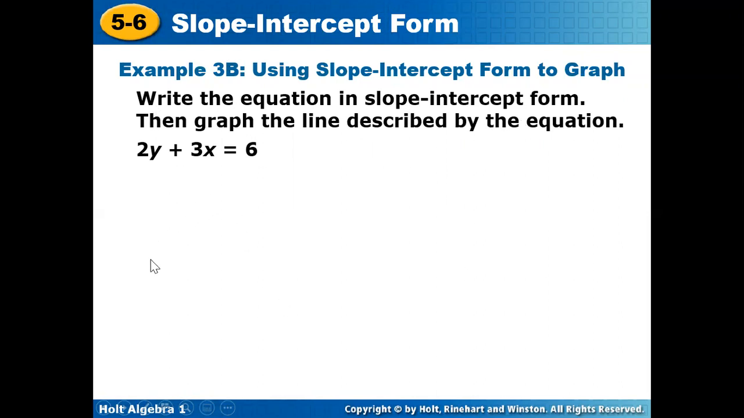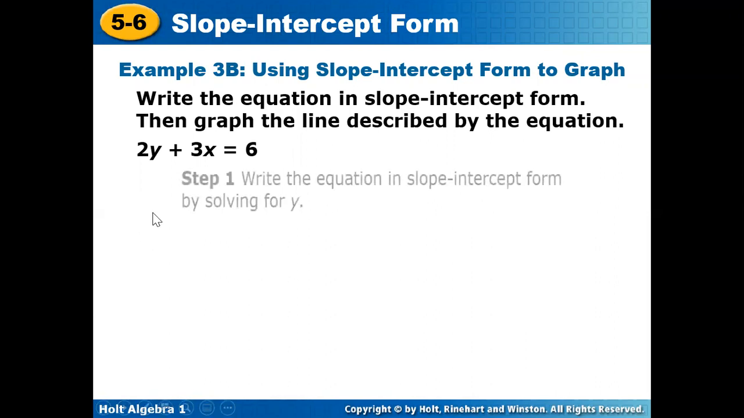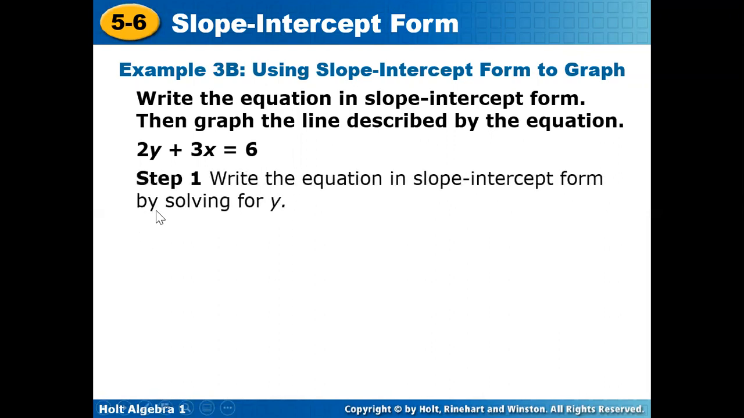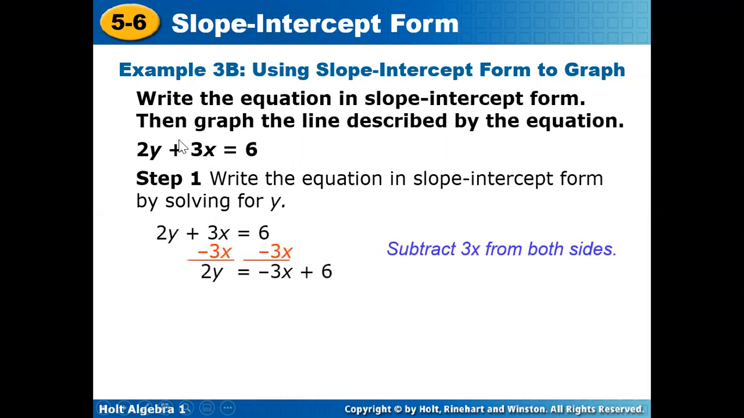All right, here we're going to write the equation in slope-intercept form, and then we're going to graph. So in order to write an equation in slope-intercept form, you have to solve the equation for y. So we have to do some of the things we've learned previously with our solving of equations in order to solve this equation to get the y by itself. So we're going to subtract 3x from both sides in order to remove it from this side, right? We want to get it away from the y because we're trying to get y by itself.